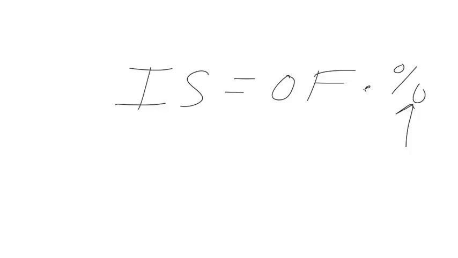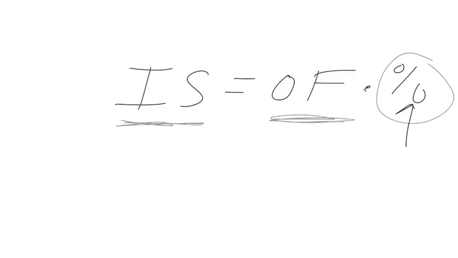So the equation you're going to use to solve all these problems is is equals of times percent. And this equation works to solve any small percent word problem. So again, if you remember, is is the numerator of your fraction or what you're looking for. Of is the denominator or your total number of things. And your percent is given to you, or you're trying to find it. So this is the equation we'll use.